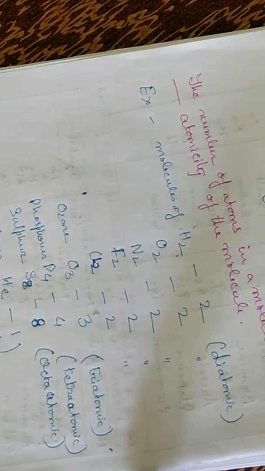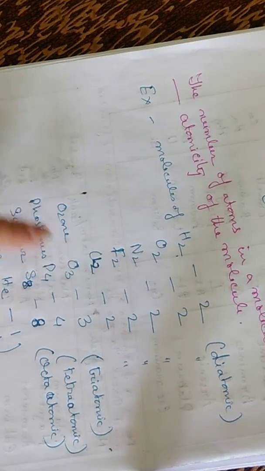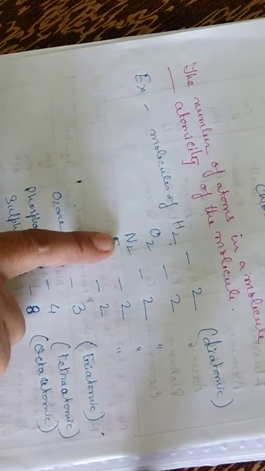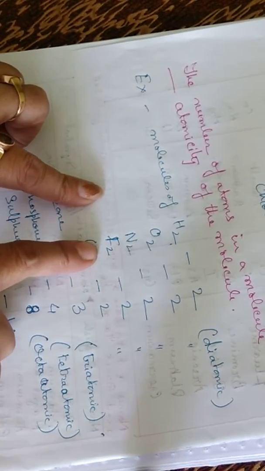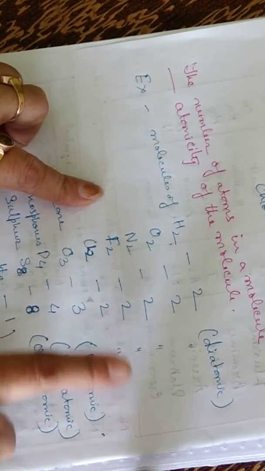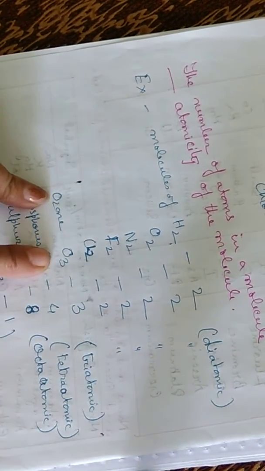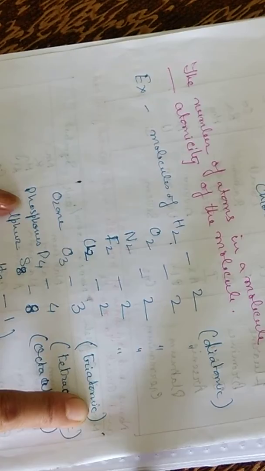of that molecule. So what is atomicity? Atomicity of a molecule is the number of atoms present in one molecule of an element. So for example, molecule of hydrogen has 2 atoms, so it's diatomic. Oxygen 2 atoms, diatomic. Nitrogen 2 atoms, diatomic. F2, that is fluorine, 2 atoms, diatomic. Chlorine 2 atoms, diatomic. Ozone O3, so it's triatomic.